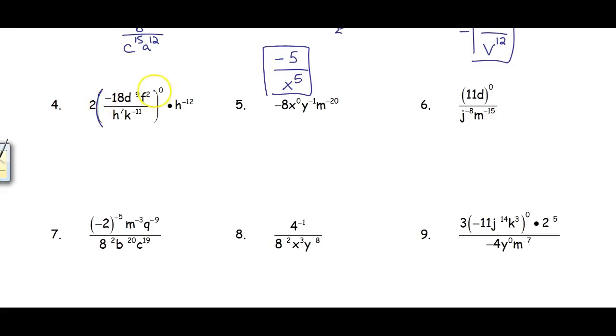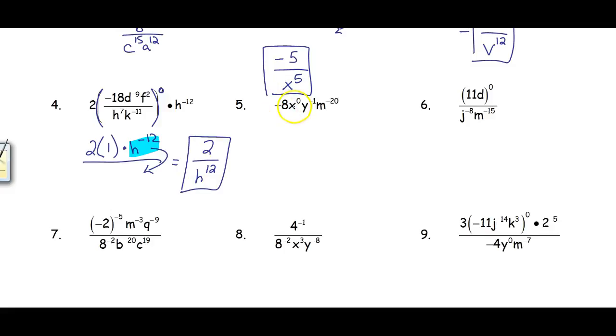All right, this is 2 times our whole expression to the power of 0. Anything to the power of 0 is going to be 1. So 2 times 1 times h to the negative 12. We know our variable that has a negative exponent is going to move to the denominator. So in this case, we are going to have 2 over h to the 12th.